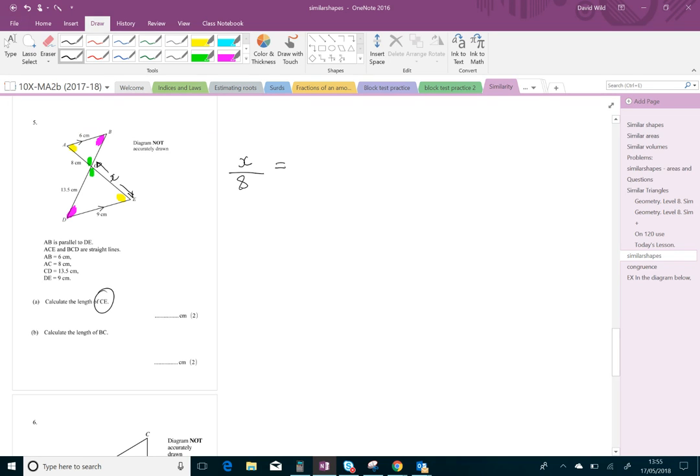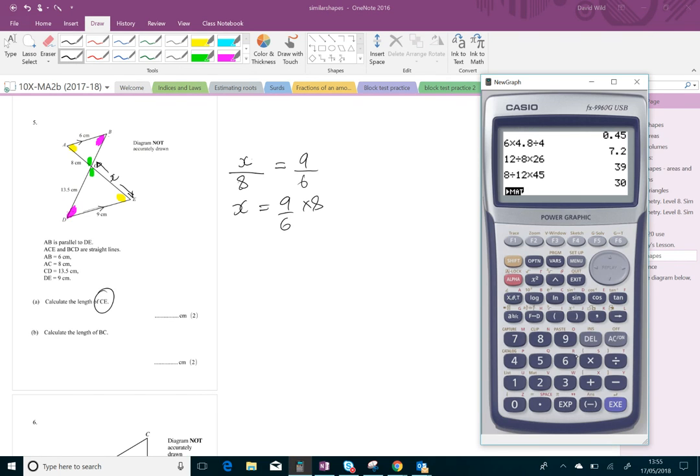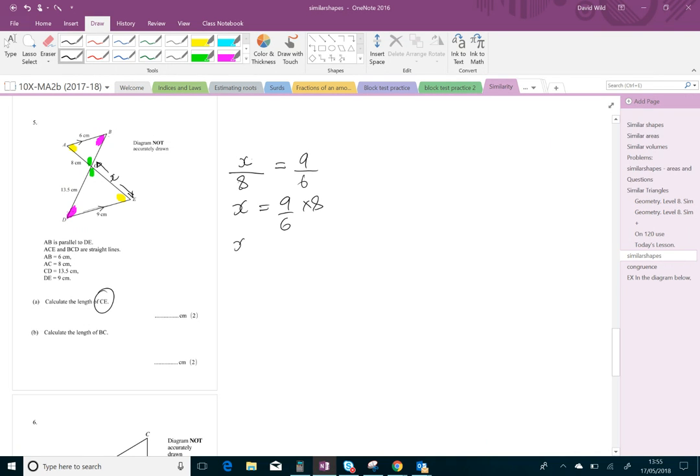Equals. And now we're doing some other two. So remember, this is larger. This triangle is bigger. So we did big, small, equals. Now we need big, 9, over small, 6. So they're corresponding pink, yellow, pink, yellow. Multiply both sides by 8. And we get 9 divided by 6 times 8, 12. So that's 12.